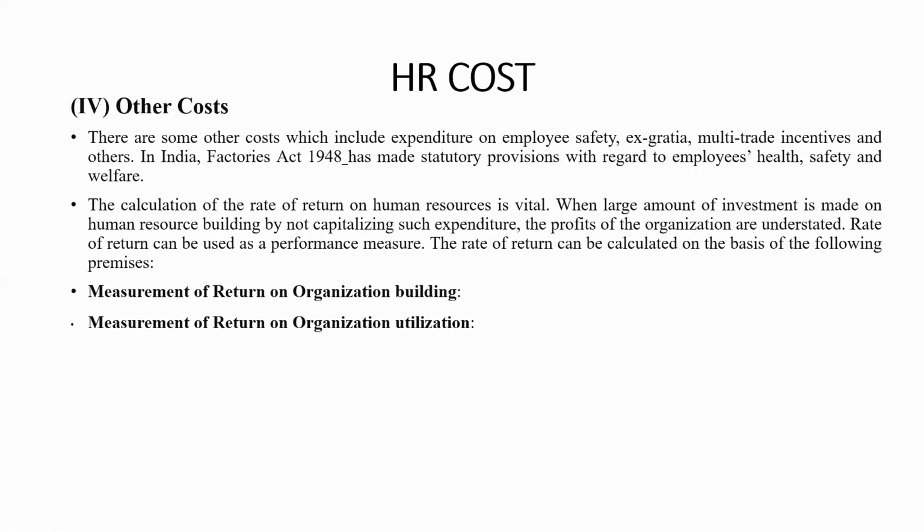And the fifth one is other cost. There are some other costs which include expenditure on employee safety, ex gratia, multi-trade incentives, and others. In India, Factories Act 1948 has made statutory provisions with regard to employees' health, safety, and welfare.